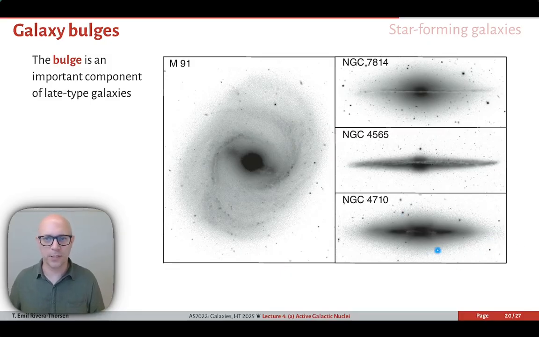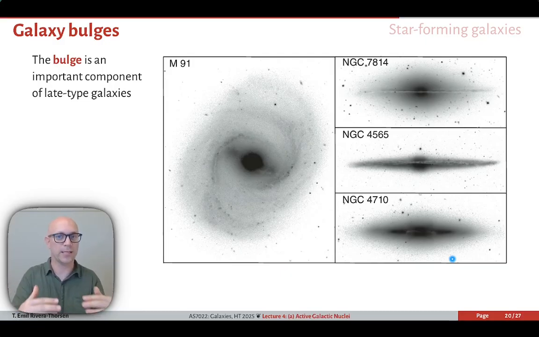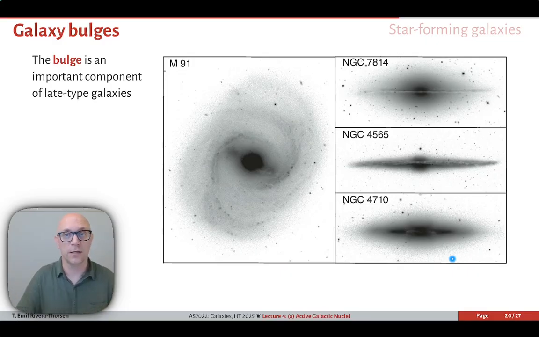But I believe that this is actually a strong bar, more likely than an actual bulge, but there might also be some bulge involved. In any way, this illustrates that even within a relatively narrow category of late-type galaxies, there's still quite a lot of diversity at play.